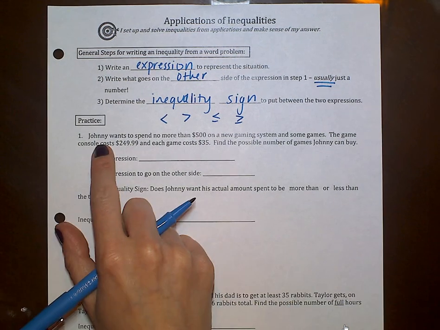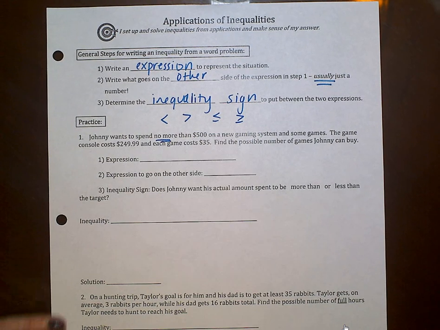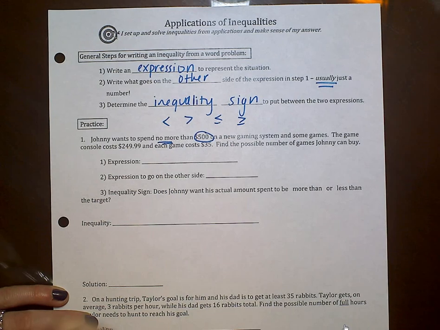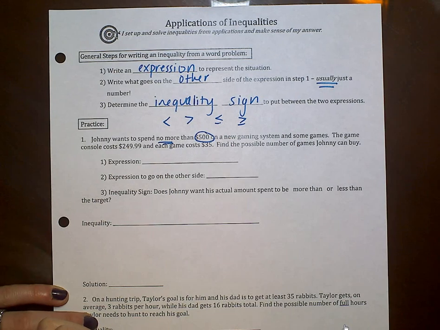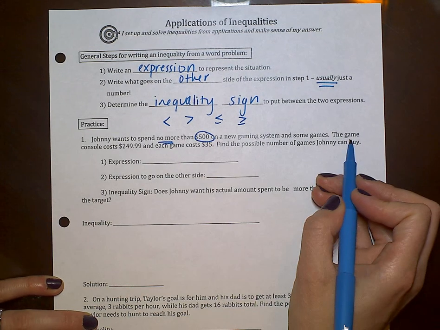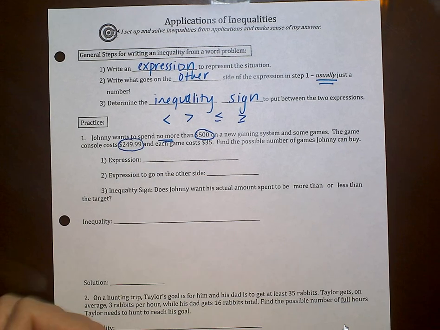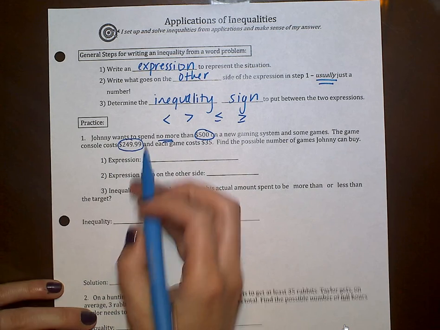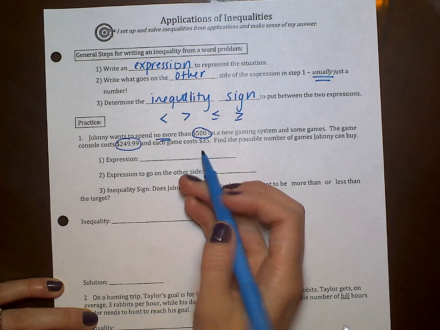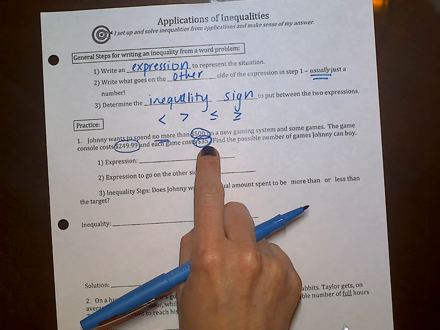So example 1 says, Johnny wants to spend no more, I'm going to underline that, he wants to spend no more than $500 on a new gaming system and some games. Okay, it's a good chunk of change there, 500 bucks. Can't spend more than that though. Now, the game console costs $249.99. So he's got to buy the game console and he wants to buy some games. All of those cost $35 each. I want to figure out what's the possible number of games that Johnny can buy. Okay, so obviously he's got to buy this, and then he's going to buy as many games as possible.